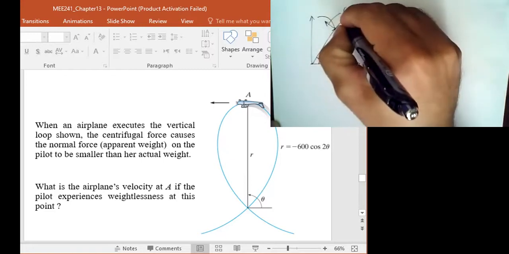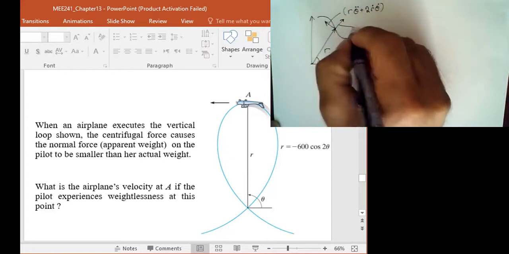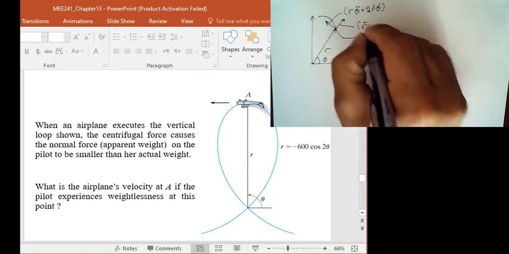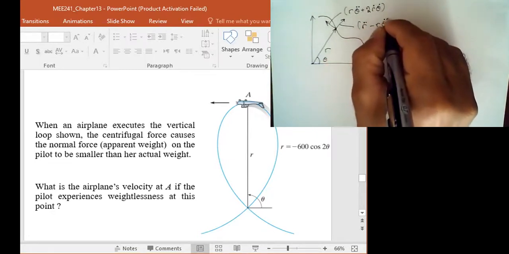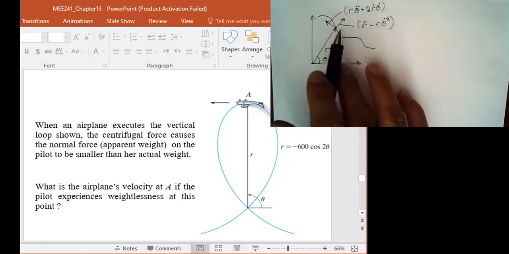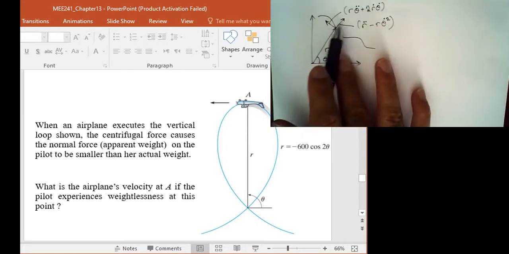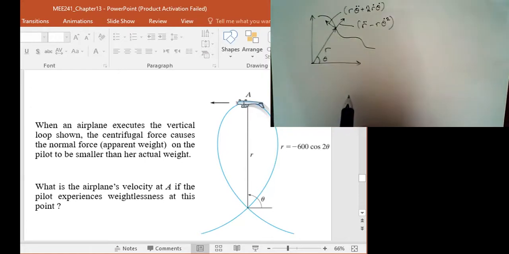And in the radial direction, we are going to have r double dot minus r theta prime square. All right, so these are always the accelerations that we are going to have. This is the radial direction, and this is the transverse direction.